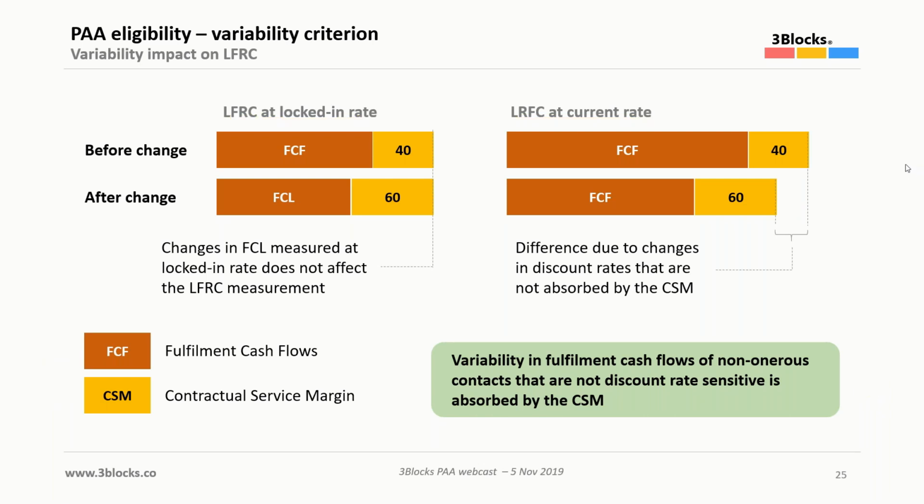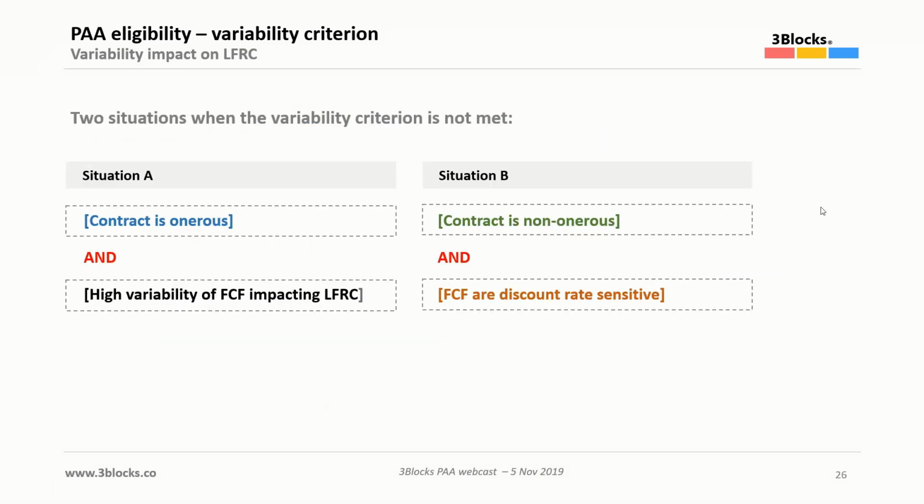Okay. So this slide summarizes when actually the variability criterion can be infringed. Because as explained earlier, in many cases we can still get away with applying PAA. So in my opinion, this variability criterion is infringed in two situations. I describe these as situation A and situation B.